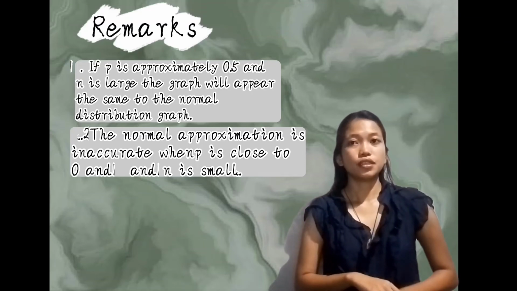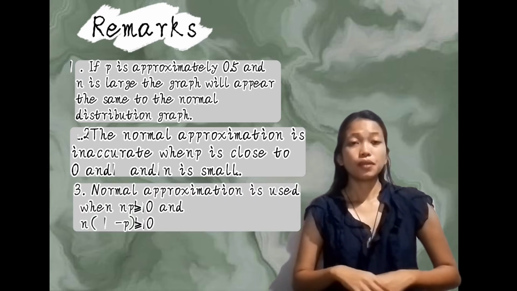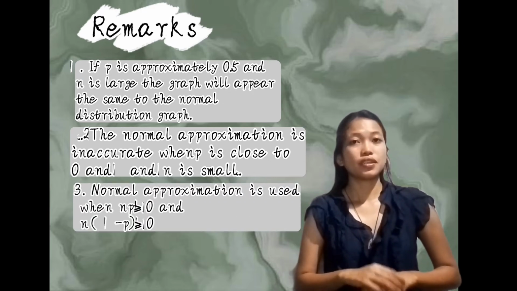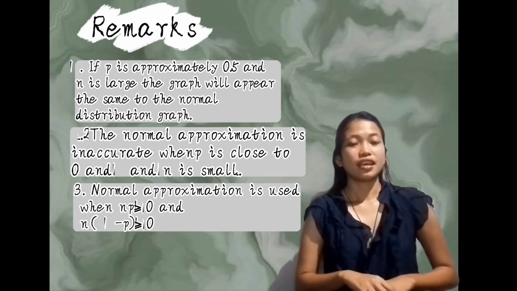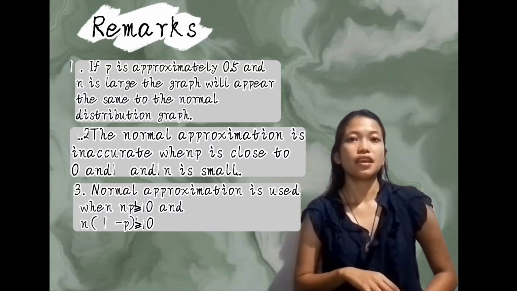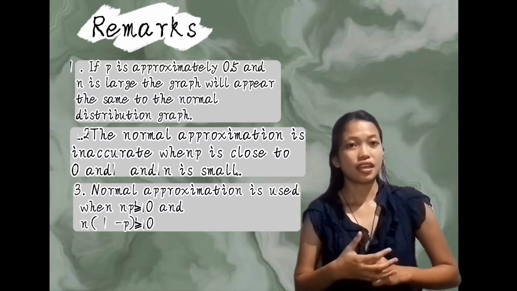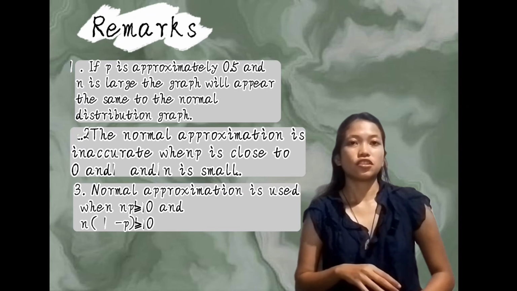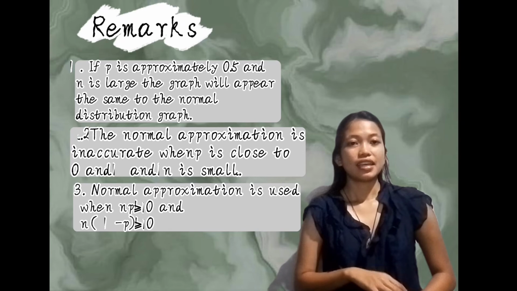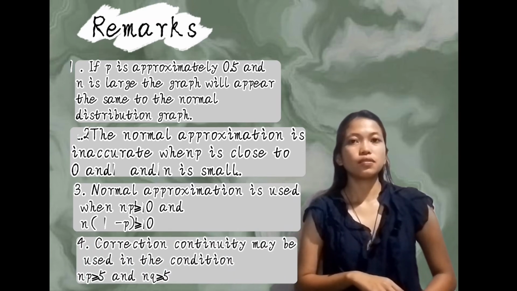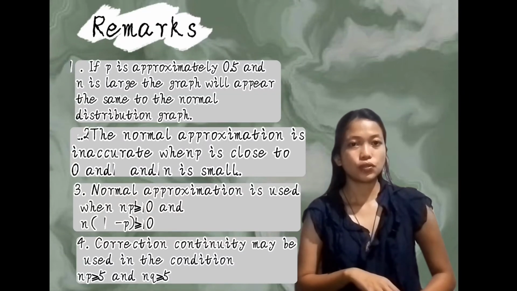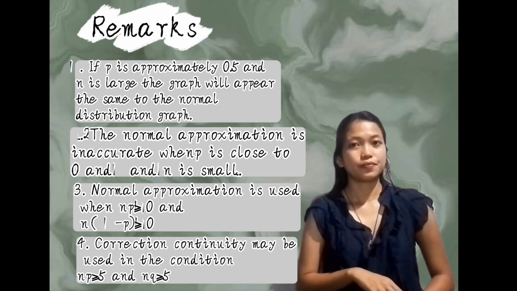As a rule of thumb, the normal approximation is used when n is so large that np is greater than or equal to 5 and n times (1 minus p) is greater than or equal to 5. In addition, the continuity correction may be used in the normal approximation on the condition that np is greater than or equal to 5 and nq is greater than or equal to 5.